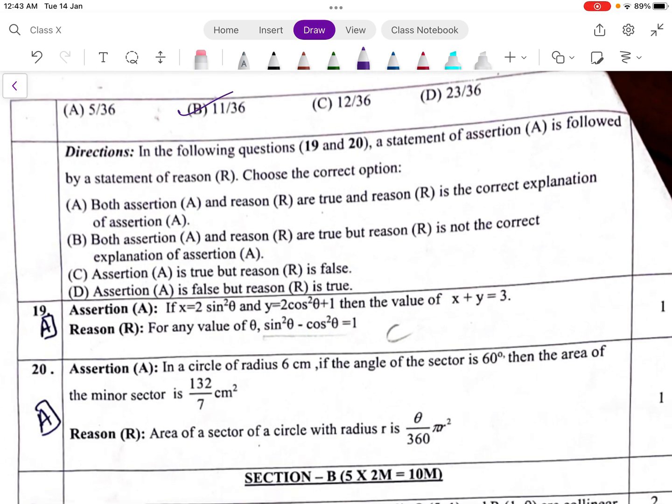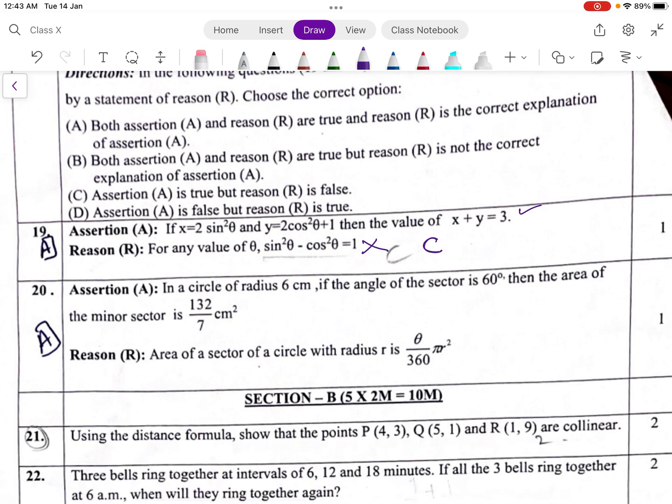Then coming to the assertion and reason. Many of the students have made a mistake by selecting A, but here you need to see that the reason, for any value of theta, sin square theta minus cos square theta equal to 1, is incorrect. When it is incorrect, obviously the assertion would be correct and the reason is incorrect. So option C is the correct option, not option A.